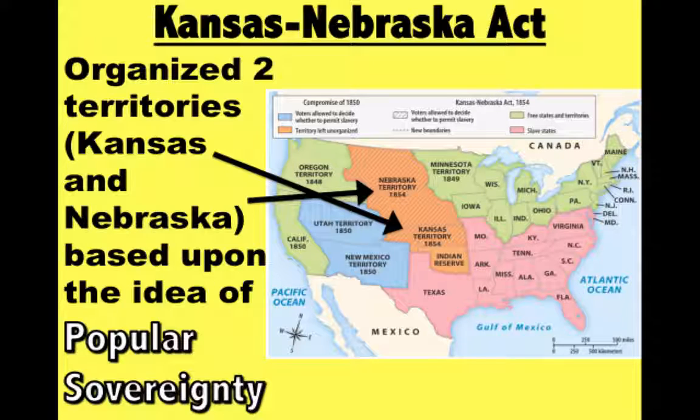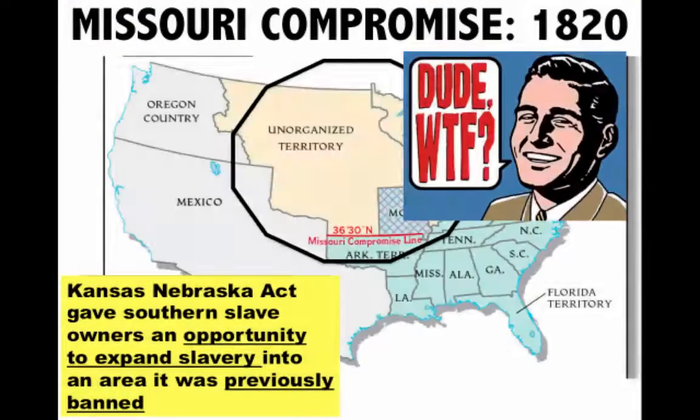Now, the reaction in Congress regarding the Kansas-Nebraska Act is immediate. And Northerners say, "What the hell? In the Missouri Compromise, we closed this area off to slavery, and suddenly now, under this Kansas-Nebraska Act, Southern slave owners have an opportunity to expand slavery into an area it was previously banned." And there's a huge reaction to this Kansas-Nebraska Act.